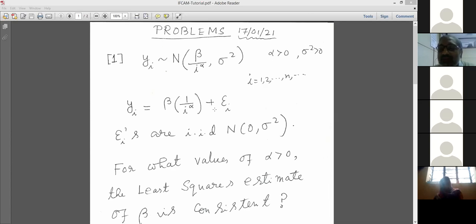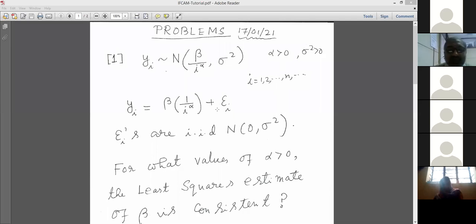So I got two responses. Neither of them is correct. Sir, it is summation yi i to the power minus alpha by summation i to the power minus 2 alpha. Yes, that's correct. Can you repeat it again so that everybody can hear you? It is summation yi i to the power minus alpha by summation i to the power minus 2 alpha. Right.